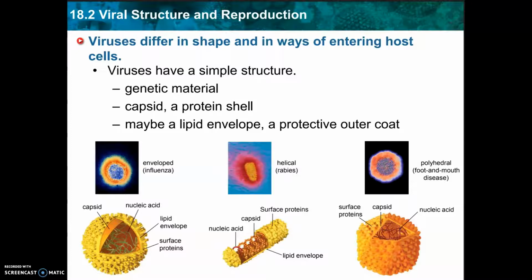Lastly, we will be looking at the polyhedral virus. An example for the polyhedral virus is that of foot and mouth disease. It gets its name from the shape on the outer surface proteins, but we can see the capsid and the nucleic acids inside of it.